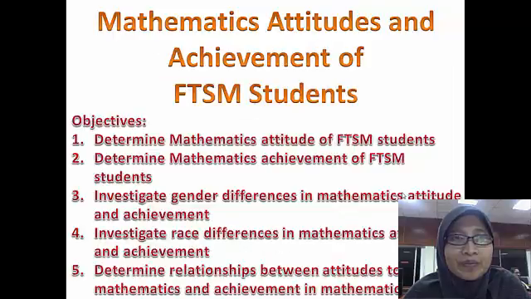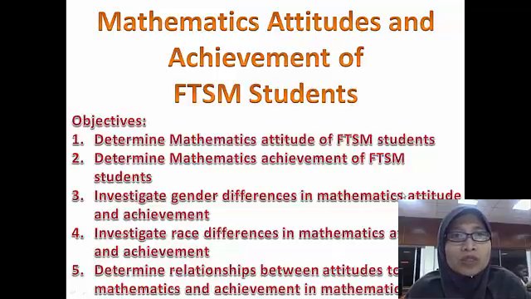This is an example of a research title or topic about mathematics attitude and achievement of FTSM students, which, let's say, has 5 objectives. Determine mathematics attitude, mathematics achievement, investigate gender differences in mathematics attitude and achievement, investigate race differences in mathematics attitude and achievement, and determine the relationship between attitudes toward mathematics and achievement in mathematics.